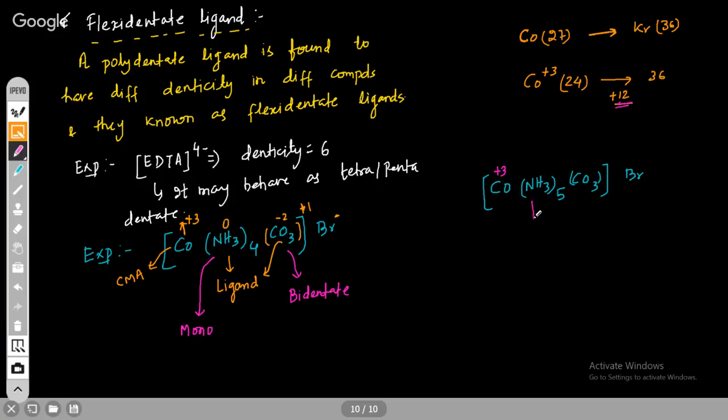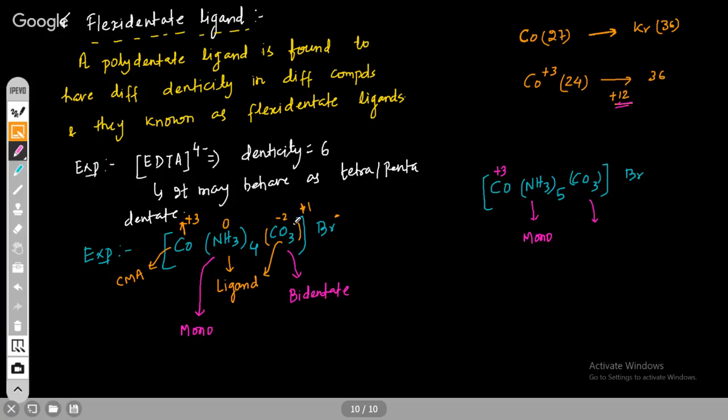That is +3. It means for this molecule also, this cobalt requires 12 electrons to get inert gas configuration. But again, this NH3 is monodentate, and this has the capacity to donate 2 pairs of electrons because it is a bidentate ligand. The maximum denticity is 2 for this carbonate ion. But how many electrons is this NH3 donating to the cobalt ion? Ten. Is it clear, all of you? 10. There will be 5 NH3 molecules, so this will donate 10 electrons.